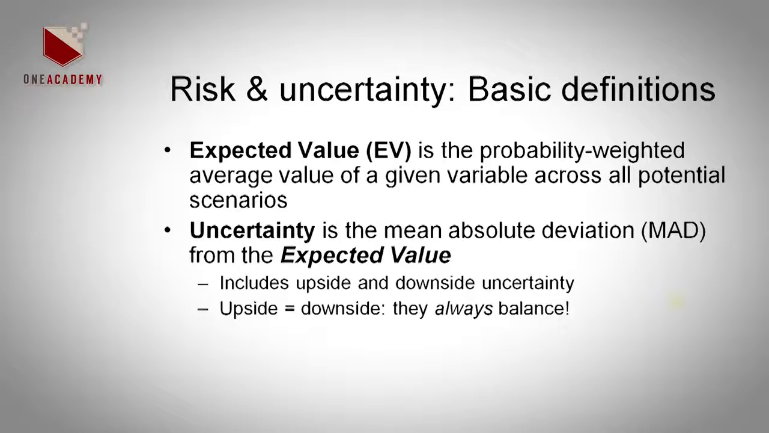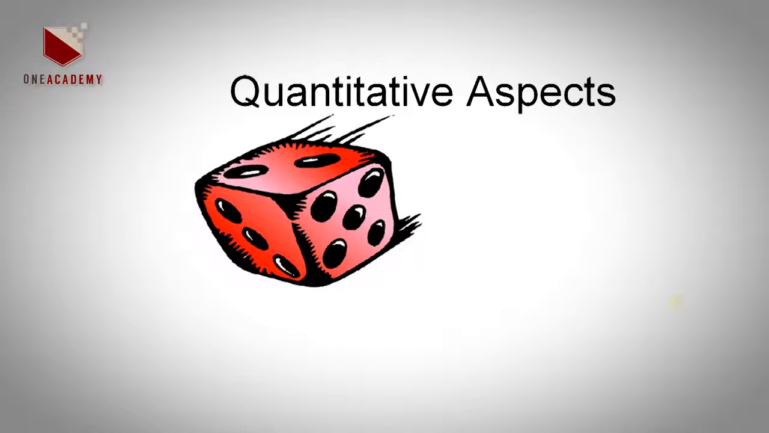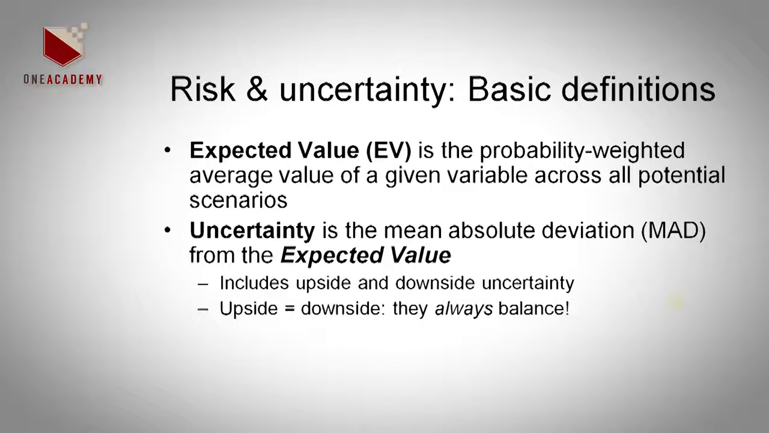So expected value, as we said, is the probability weighted average value of a given variable across all potential scenarios. And uncertainty is the mean absolute deviation from the expected value. The uncertainty includes both sides, the upside and the downside uncertainty. And the uncertainty is typically perceived as a symmetrical distribution, which means there is always balance in the uncertainty. We do not know enough on both sides.